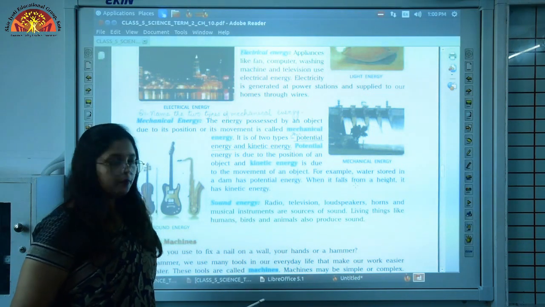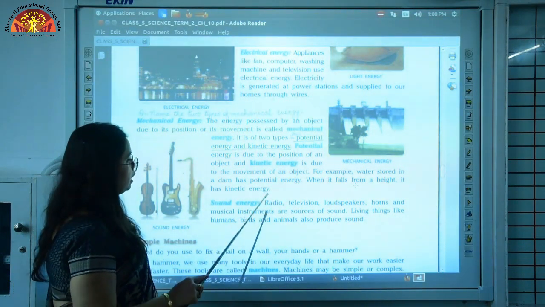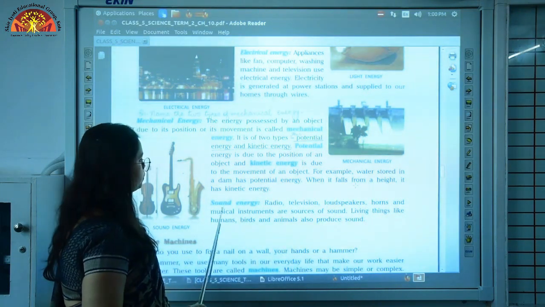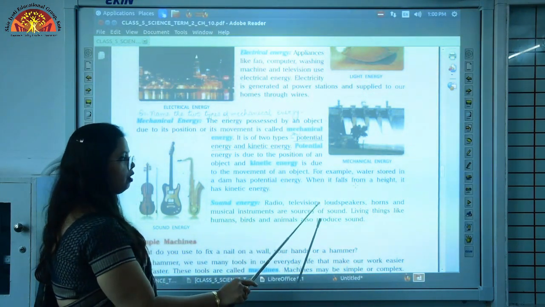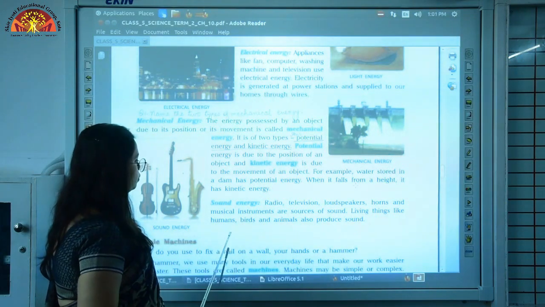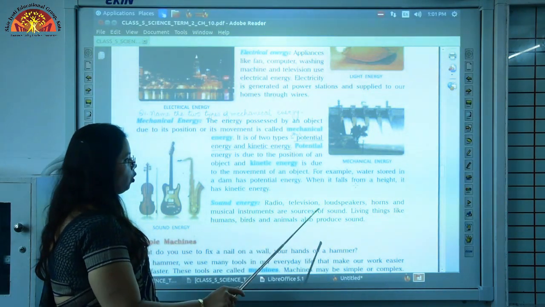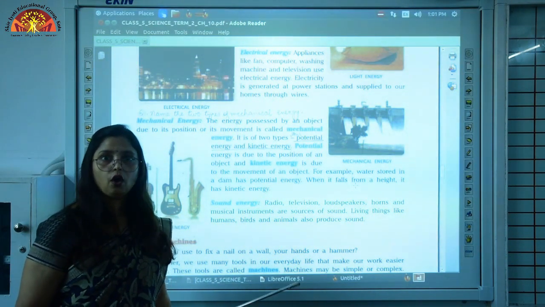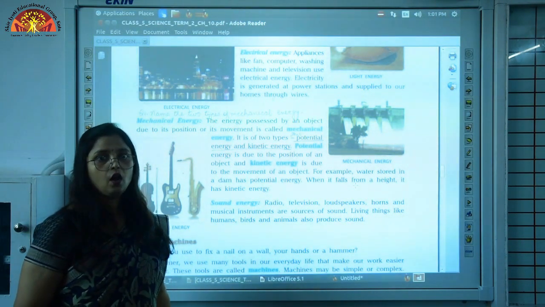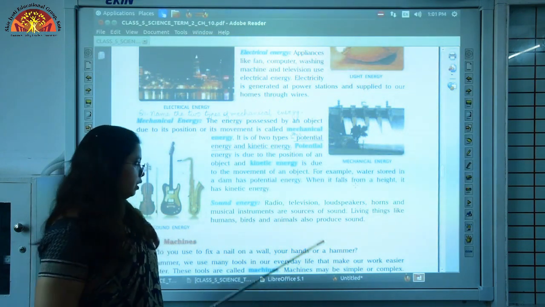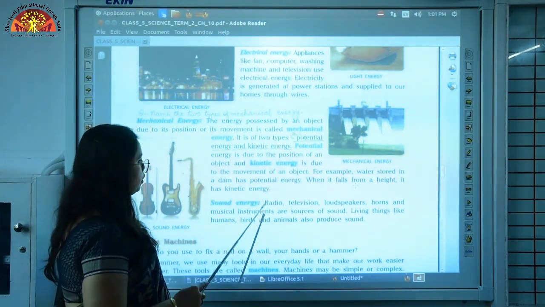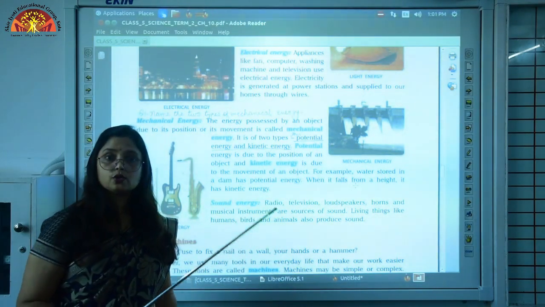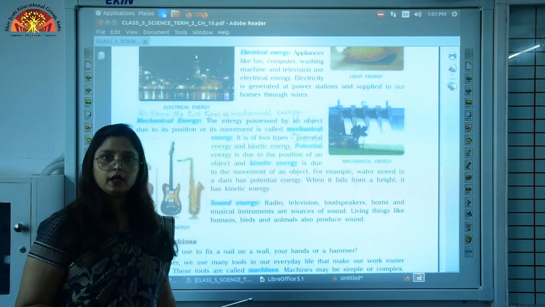Now, another type of energy is sound energy. Radio, television, loudspeakers, horns and musical instruments are sources of sound. Living things like humans, birds and animals also produce sound. So, children, we produce sound when we talk, when we laugh, we cough, we sneeze, all the time we produce sound, and some of the man-made sources of sound here are radio, television, loudspeakers. So, sound is also one of the types of energy.